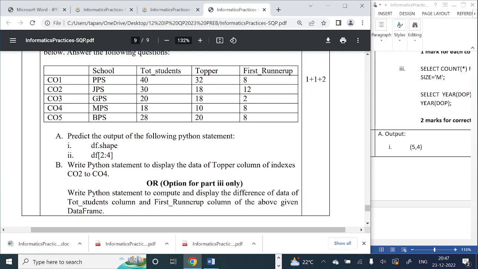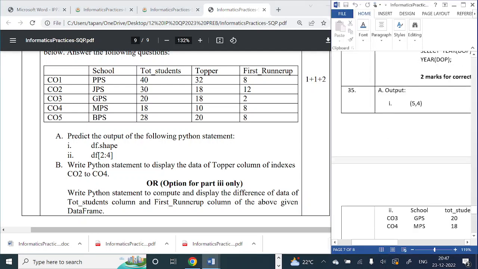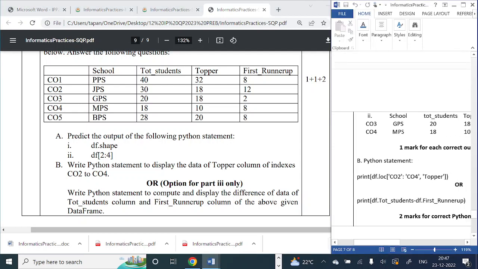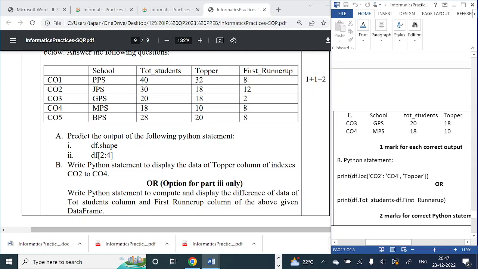Then next is your slicing from 2 colon 4. So 0, 1, 2. So from CO3 to CO4. So two records it will show, CO3 and CO4. You can see here only two records, CO3 and CO4.